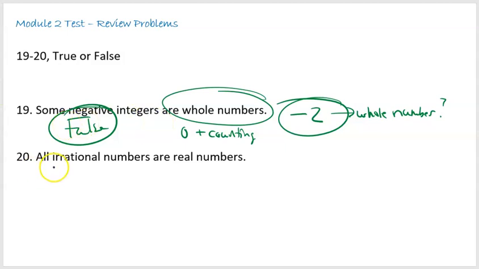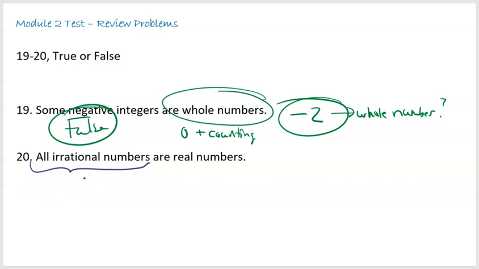Now this is an all. All irrational numbers are real numbers. Now if we could find an irrational number that's not a real number, that's where a counterexample works. So counterexamples work really well when you have all statements or none statements. And this is an all statement. Can we find an irrational number that's not real?